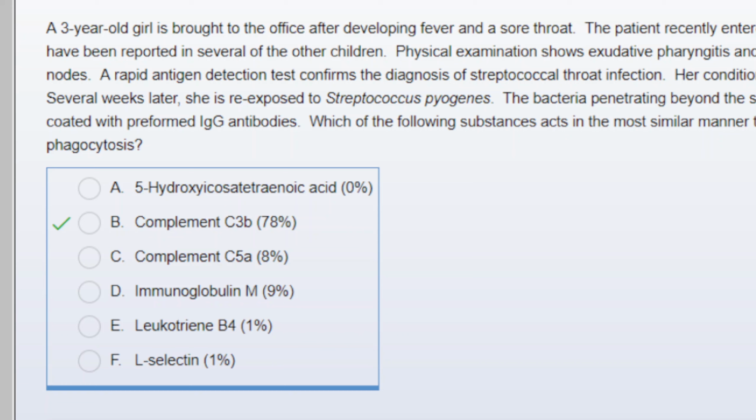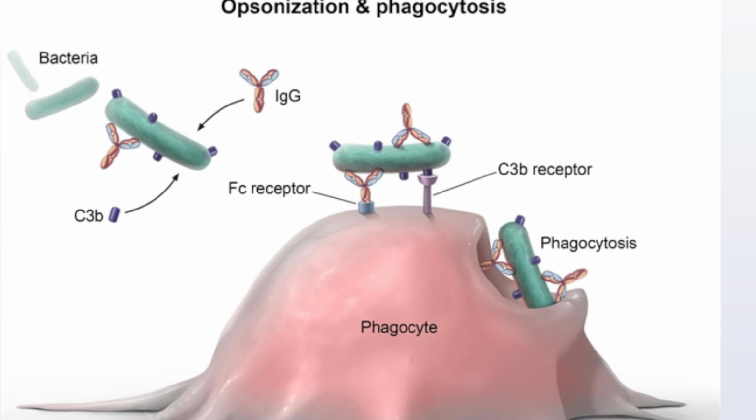So the answer is complement C3b. As you can see in the graphic here, the bacteria come through the membrane, and you have opsonization through immunoglobulin G and C3b. So they present this bacteria to the macrophage. We read this before, the Fc receptor here is the binding place, and the C3b receptor. They recognize the bacteria, and then they start the process of phagocytosis.